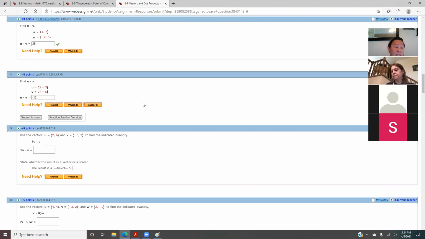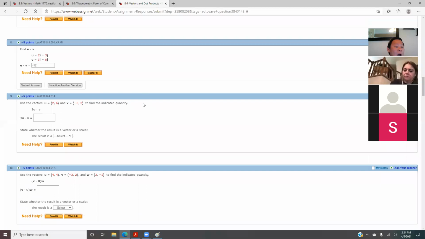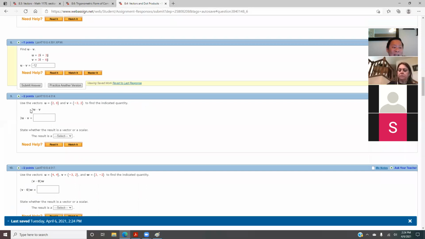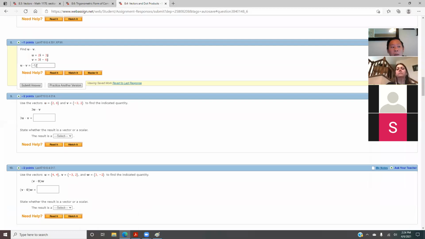So 2 times 3 is 6, and then 3 times negative 6 is negative 18, and then you just add them up. So that's why negative 12. If you have a number in front of it, you just do the same thing, and then you multiply it by 3. So u dot v is negative 12, for example, and then you multiply that number by 3.